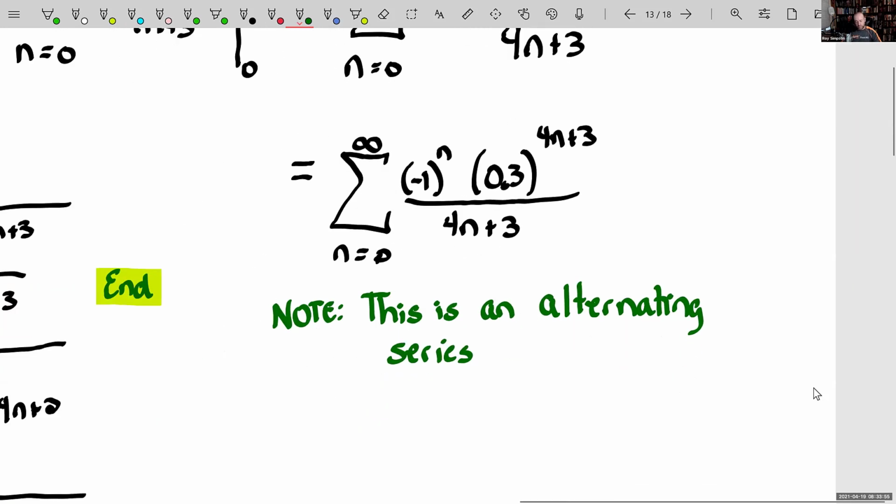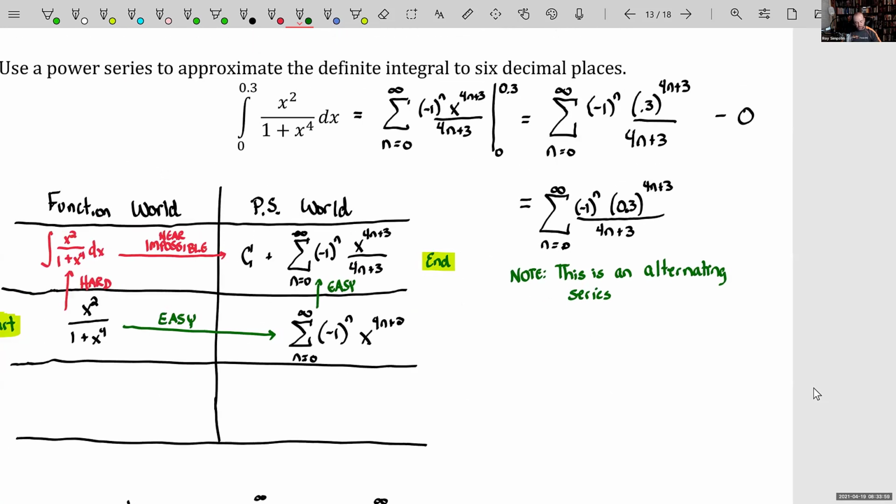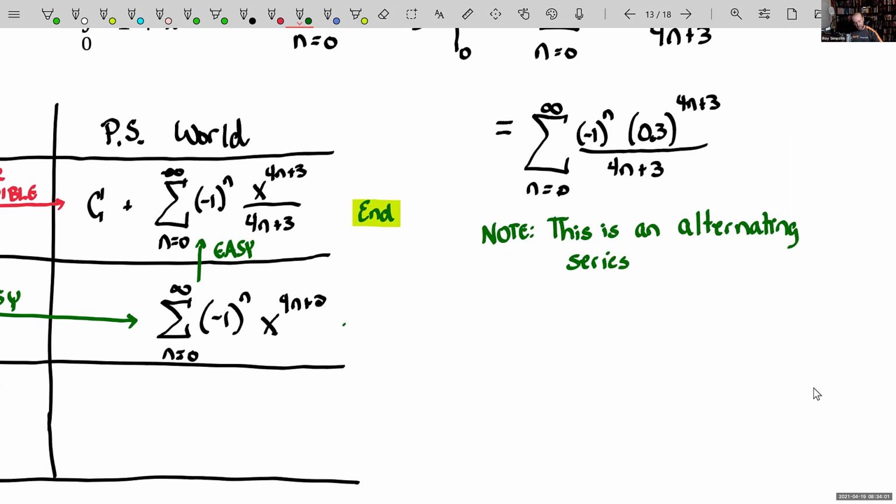We know that this series will converge because it's built off of this guy right here, and that's a geometric series. So we know this series will converge from negative 1 to 1.